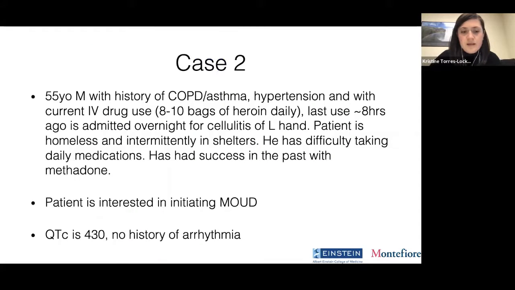Okay. So this case will be a little shorter. A 55-year-old man, history of COPD, asthma overlap, hypertension, uses IV drugs, about 10 bags of heroin a day. He used several hours before coming into the hospital, and he's admitted with cellulitis of his left hand. He's homeless, he's in shelters, he has a lot of difficulty taking daily medicines, and he has been treated in the past in a methadone program and had good success doing that. He is interested in initiating medication for his opioid use disorder. He has no history of arrhythmias, and his EKG shows a QTC of 430. So what do you think for this guy?